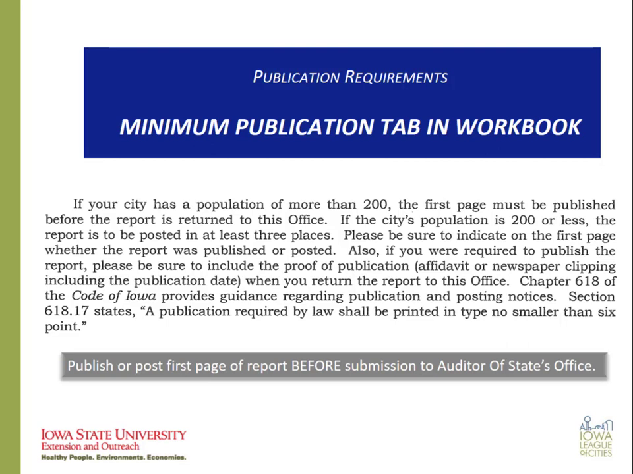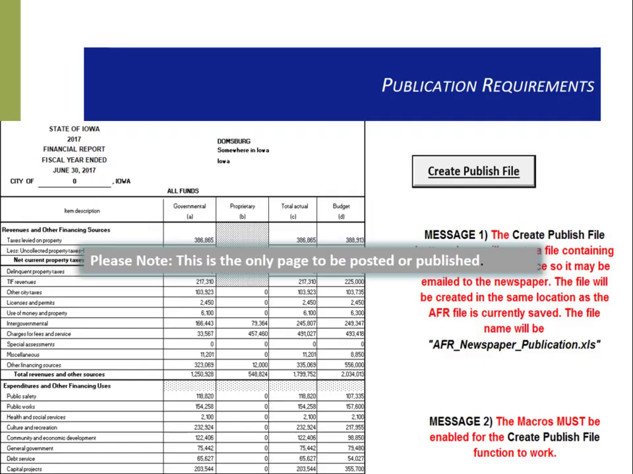If your city has a population of more than 200, the first page, page 1, must be published in your regular newspaper before it is returned to the Auditors of State office. If the city's population is 200 or less, then page 1 must be posted in the 3 places that you regularly post your postings before you can submit your report to the state. Use the Publication tab to create a page to be used for publication or posting. It's going to create a smaller version with everything on the summary that will be easy for the newspaper to upload and print, or easy for you to print and post.